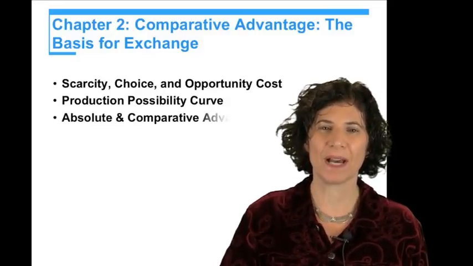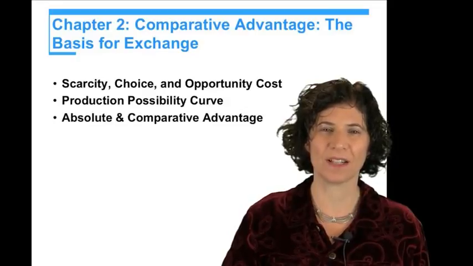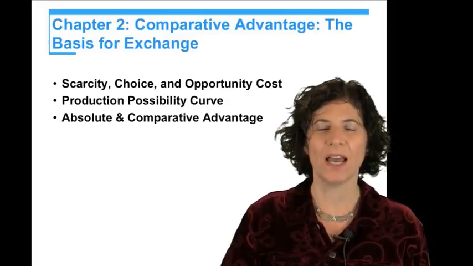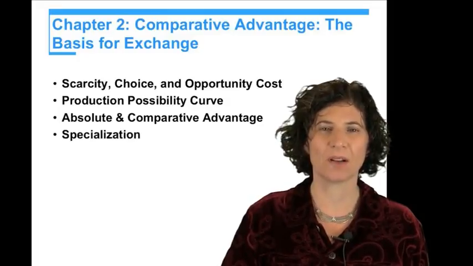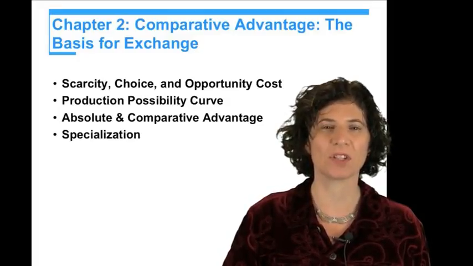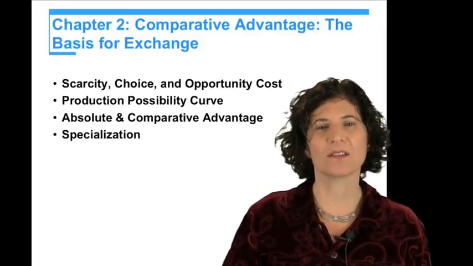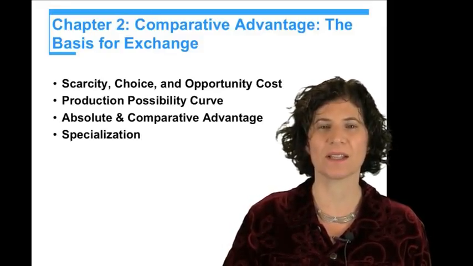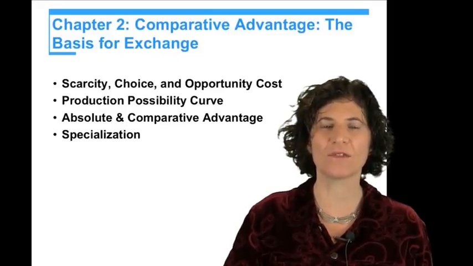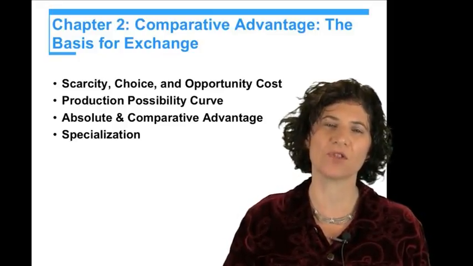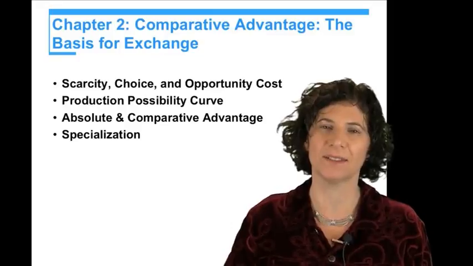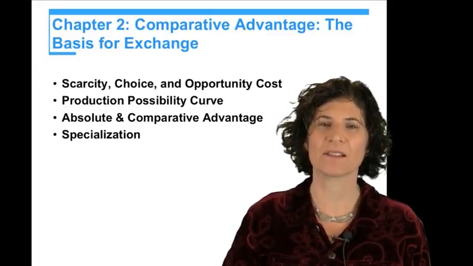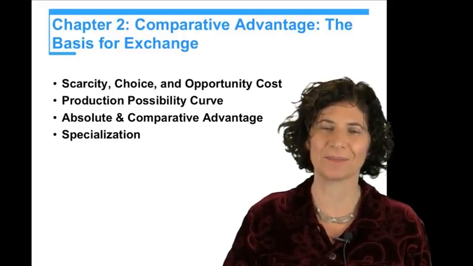First of all, we'll talk about comparative advantage and absolute advantage and the difference between the two. And then we'll end by talking about specialization and how specialization allows us to achieve more with our limited resources. In some sense, it allows each of us to be outside our individual production possibility frontier through trading. And that's the goal for the rest of this week's classes.